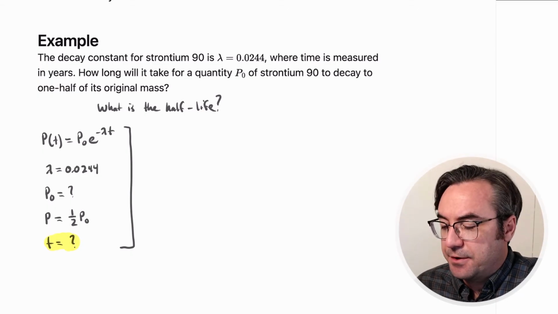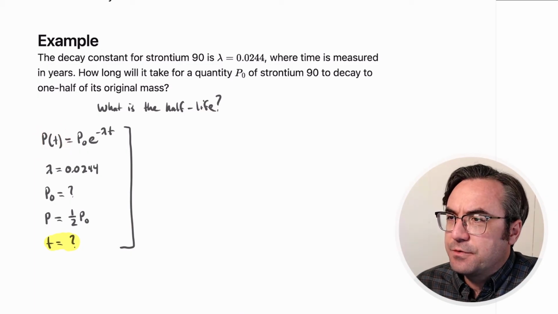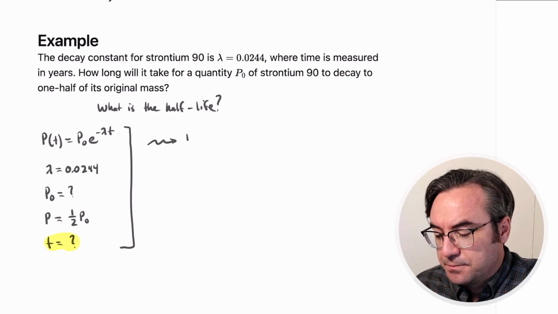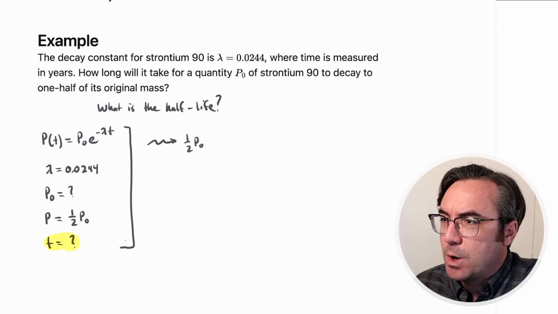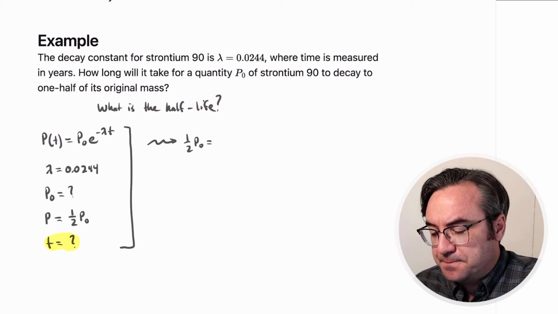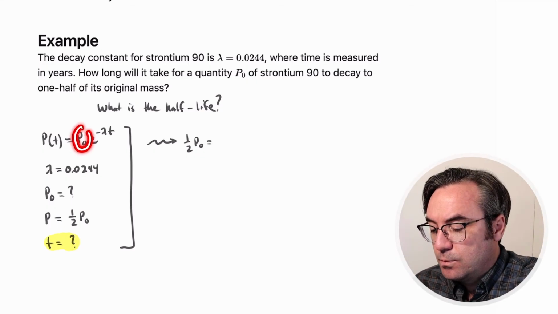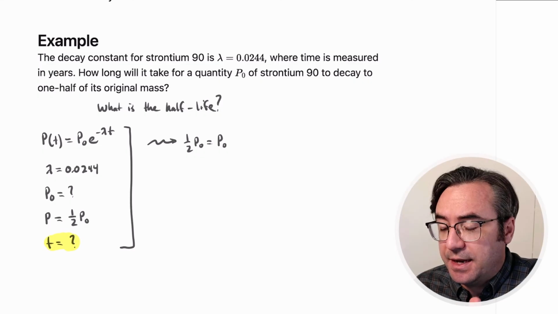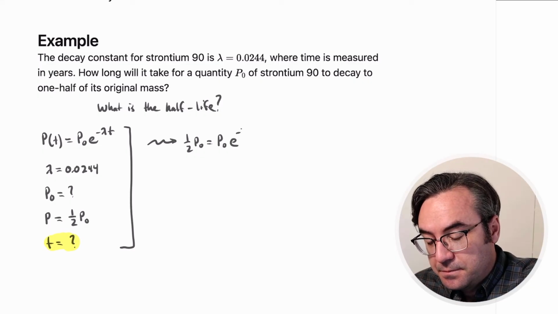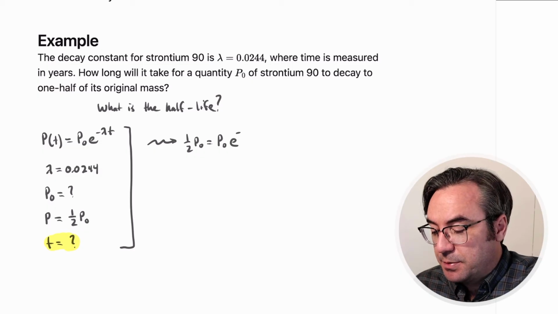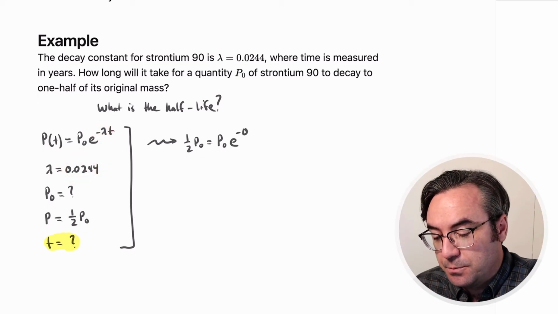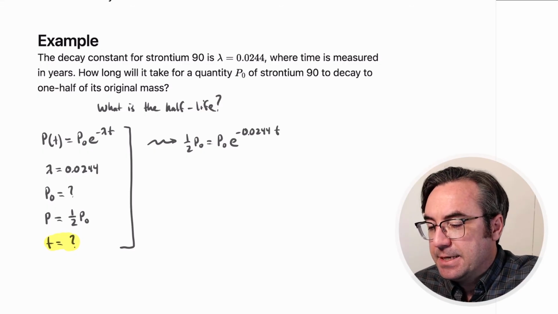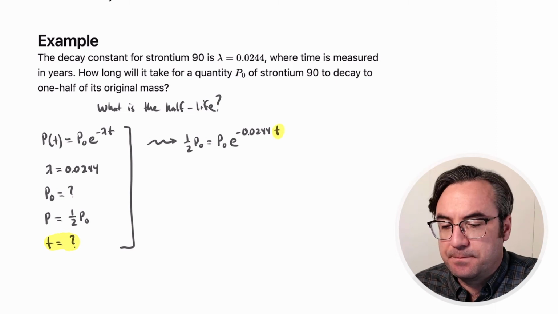So if we put the pieces together, our future value here, our P of T, is 1/2 our starting population, or our starting sample size, 1/2 times the initial mass. And we have our initial mass over here. Again, we don't know what that is, so we're just leaving that in place. That's fine. And we do know what lambda is, so I'll replace lambda with my decimal, 0.0244. And I don't know what T is. And again, T is what we're trying to solve for. So that's the goal here.